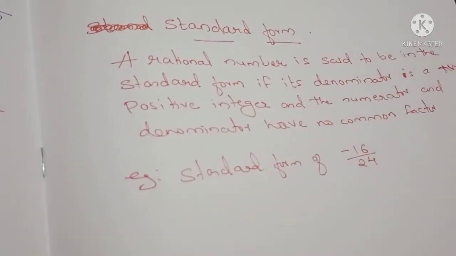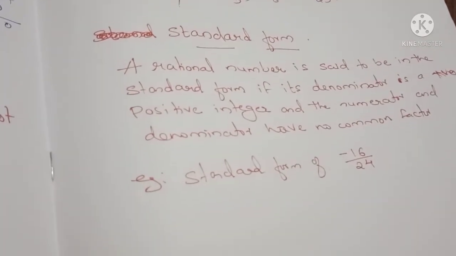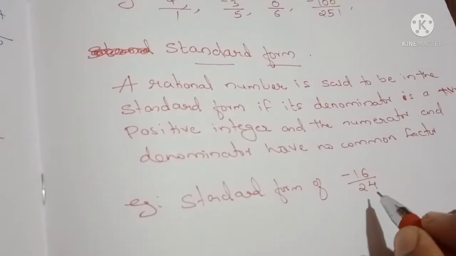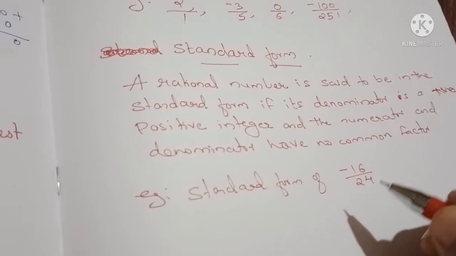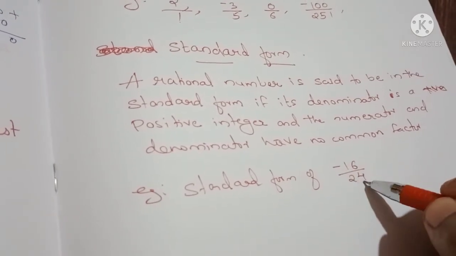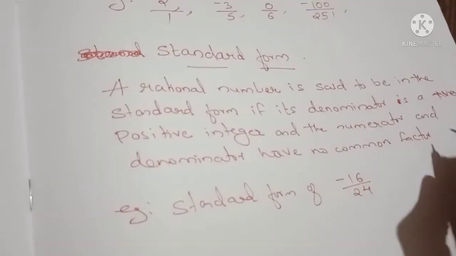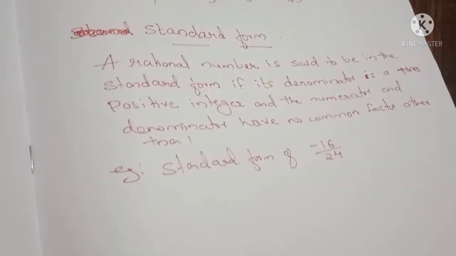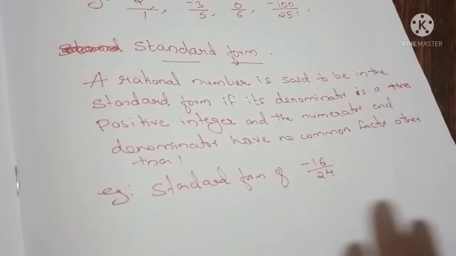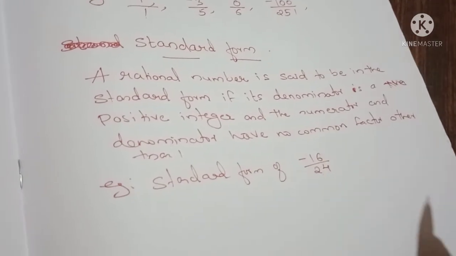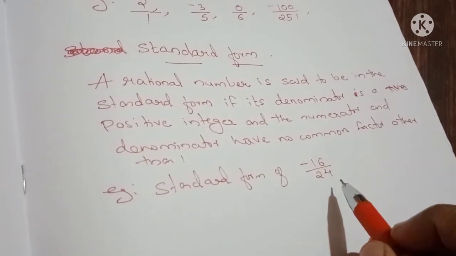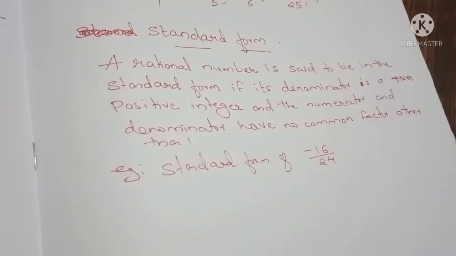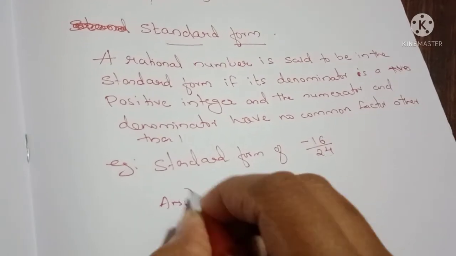What do you mean by the standard form? If a rational number is in the standard form, the denominator should be a positive integer. What is the condition here? Yes, it is a positive integer. One more condition is that the numerator and denominator should not have a common factor other than 1. 1 is a common factor of all numbers. 16 and 24 both have a common factor of 2. So we need to simplify 16 by 24 into its shortest form. So how can you write the answer?